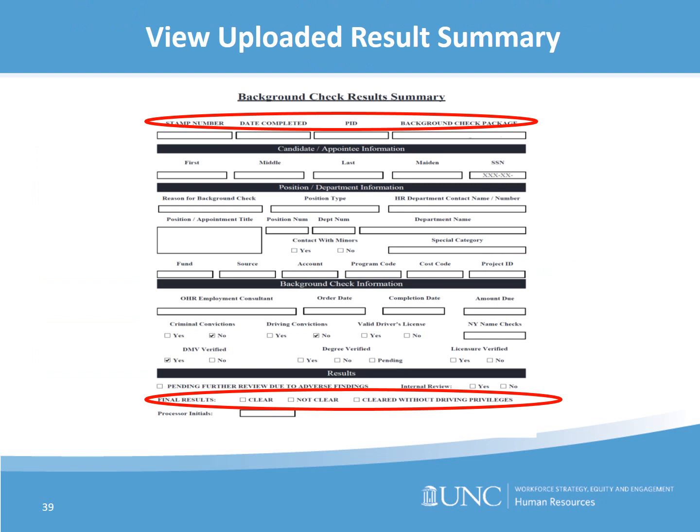This is a copy of a background check summary page. Key information for the hiring department, including the stamp number, date completed, PID, and package information, is located at the top of the page, and the final results of the background check are indicated on the bottom of the page. The final results will be marked as clear, not clear, or pending. Clear indicates that an individualized assessment has been completed and the background check results were deemed satisfactory. This status indicates that the hiring department may proceed with the hiring process.